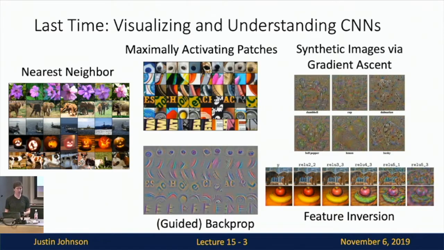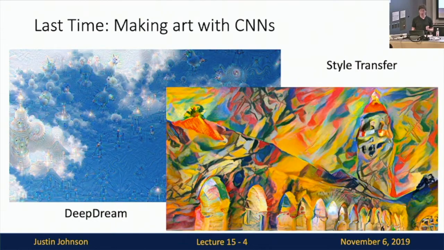And we talked about a lot of different techniques for doing exactly that, like looking at nearest neighbors in feature space, looking at maximally activating patches, or using guided backpropagation or other techniques to compute saliency maps on our features. And we talked about methods for generating images like these synthetic images via gradient descent, or this task of feature inversion. And of course, we also saw that a lot of these same techniques that could be used for understanding CNNs could also be used for making fun artwork with convolutional neural networks. So we saw the deep dream and the artistic style transfer algorithms as mechanisms for generating artwork with neural networks.